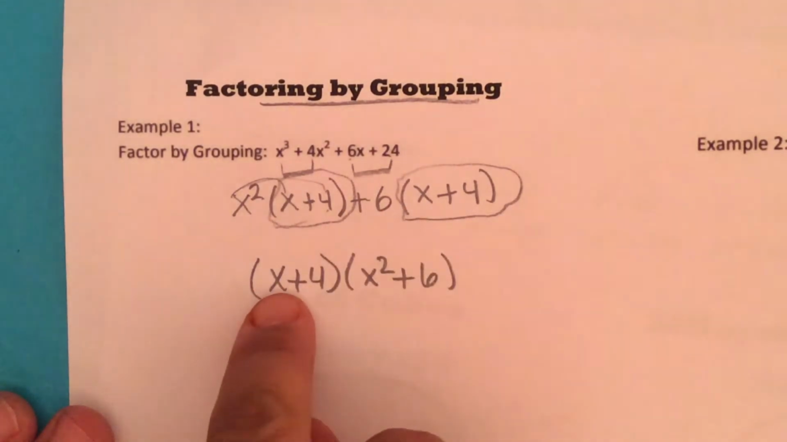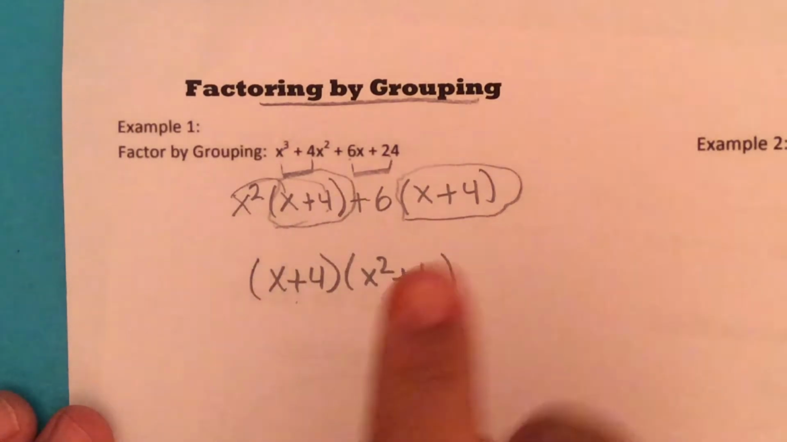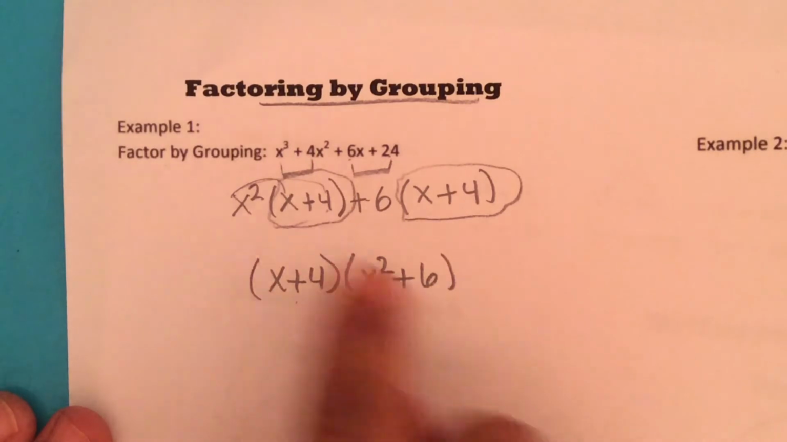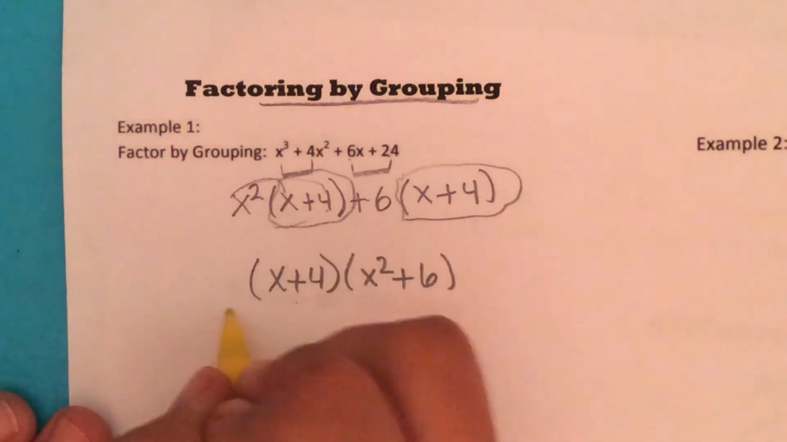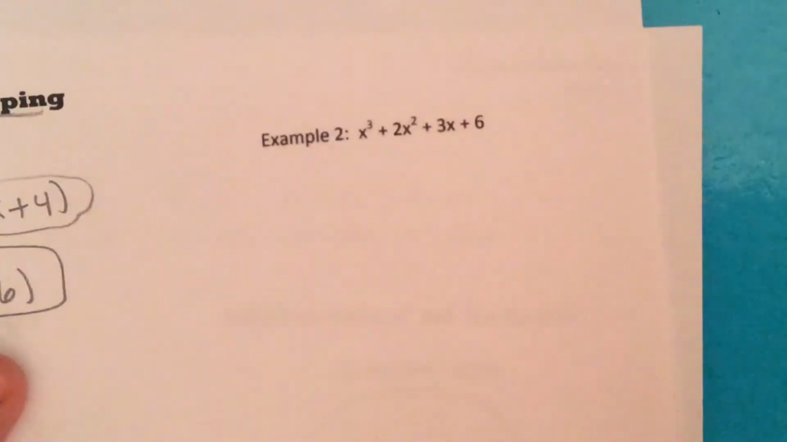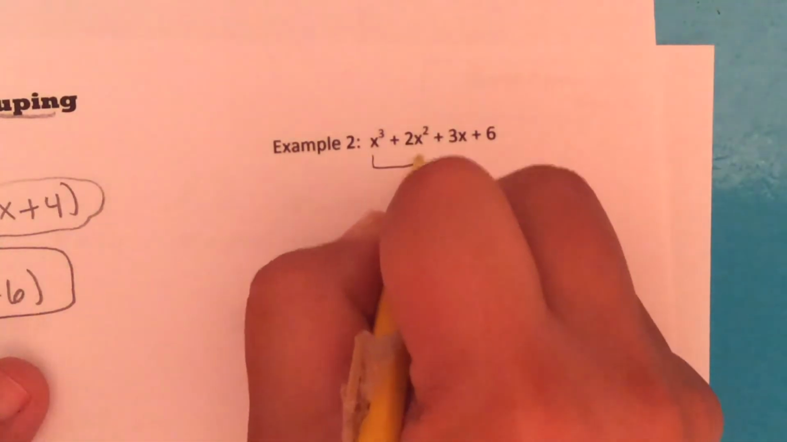So in one parentheses, you put the common stuff, the stuff that's alike. In the other parentheses, you put the stuff that's not the same, or the leftover stuff, or the stuff that's outside the parentheses, whatever you want to call it. So that's how you factor by grouping. Hopefully you guys remember from first semester of Algebra 3.